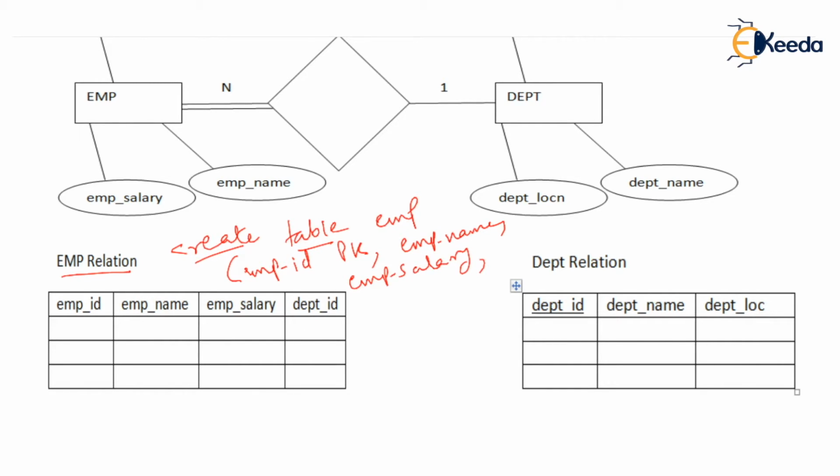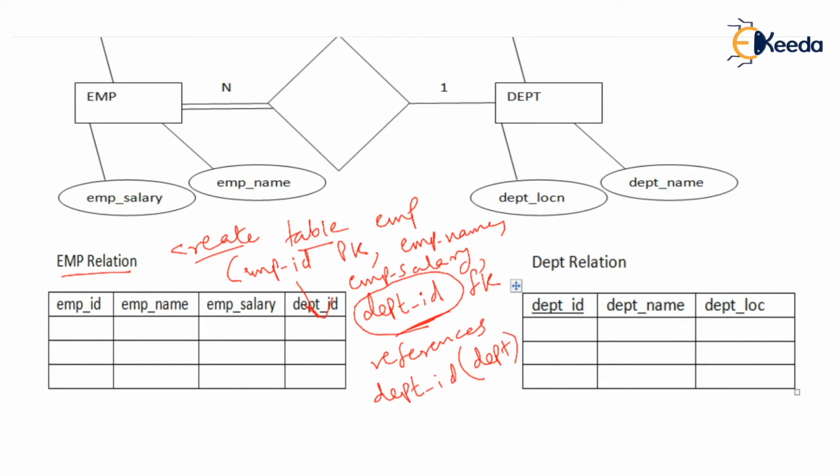And when you write DEPT ID, you know, this DEPT ID is a column. Please try to understand. This DEPT ID is a column in this table, but this is a foreign key which references DEPT ID of the DEPT relation. Don't take this command seriously, because we are going to learn this in big detail in SQL.